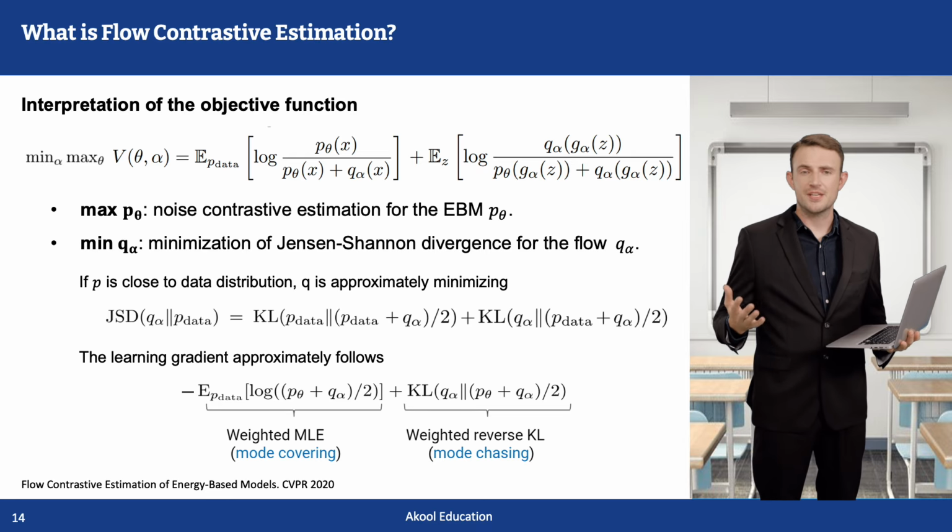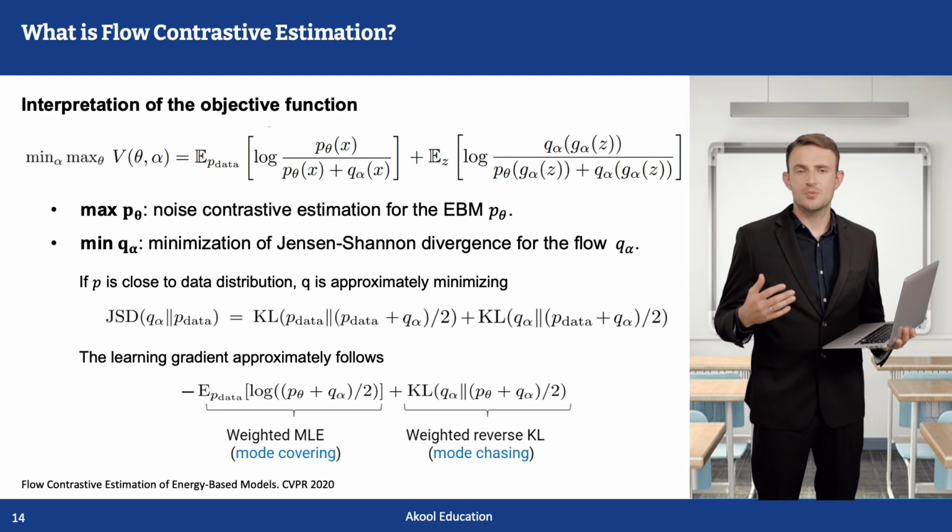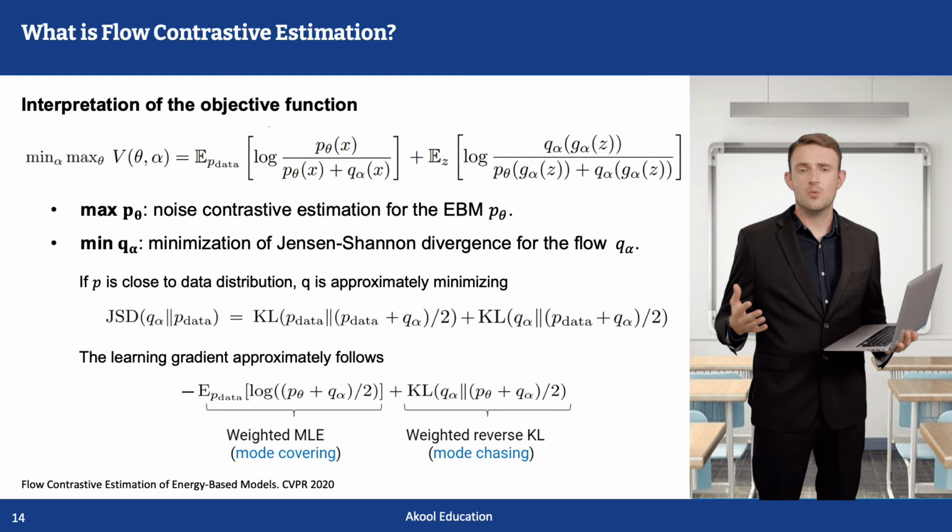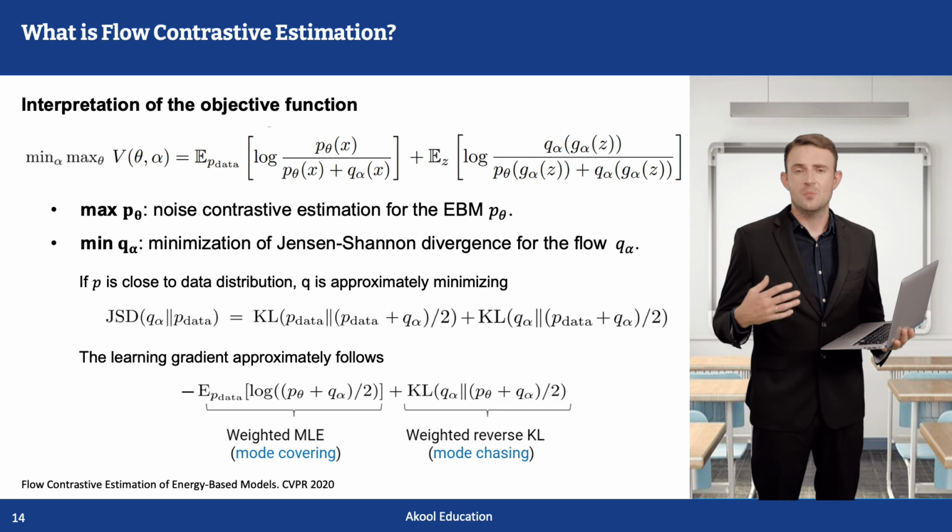This decomposition gives us two complementary forces in training. The first term behaves like a weighted MLE, encouraging mode covering, making sure the model doesn't miss any data modes. The second term behaves like a weighted reverse KL, which emphasizes mode chasing, focusing the flow on generating high-quality, realistic samples. Together, these two objectives create a balanced cooperative learning process.